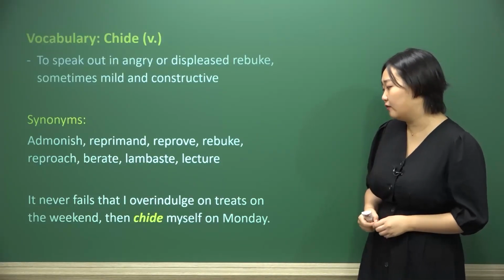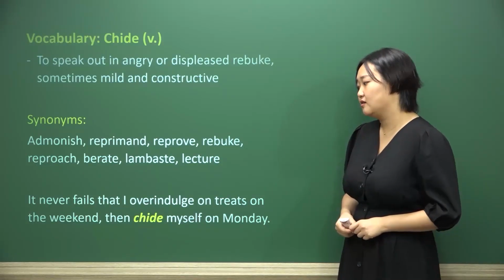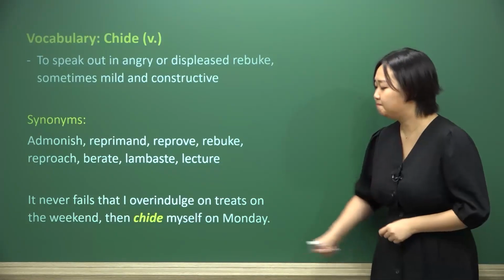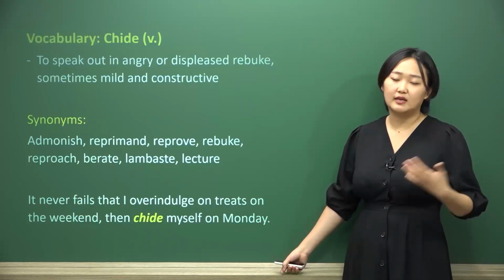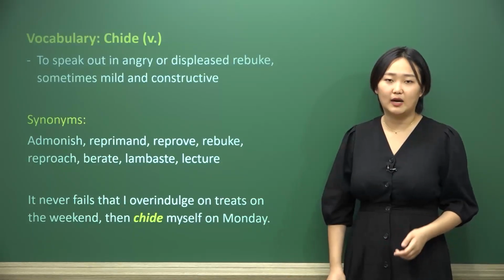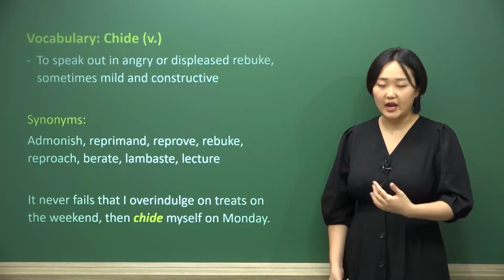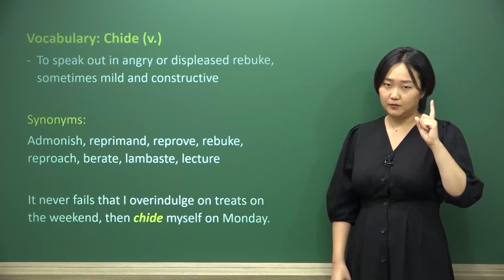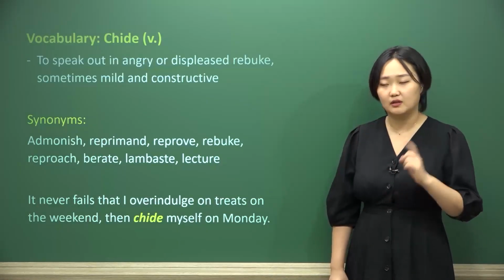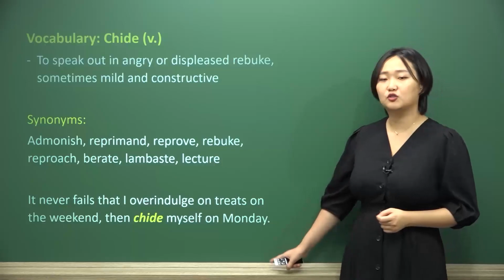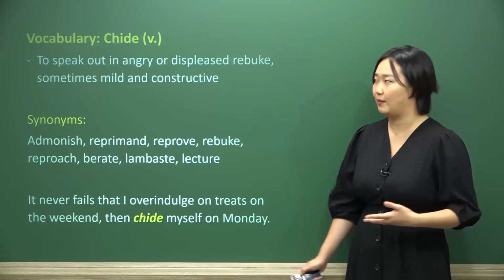It never fails that I overindulge on treats on the weekend, then chide myself on Monday. I know I shouldn't be doing it, but I overeat on the weekends, I overindulge, and then when Monday comes around, I'm very harsh on myself. I'm angry with myself, but I tell myself, don't do that again. You really shouldn't do that again. It's not good for you. It's not healthy for you. The doctor said not to do it. And so you still try to be a little bit nice and try to learn something from it.